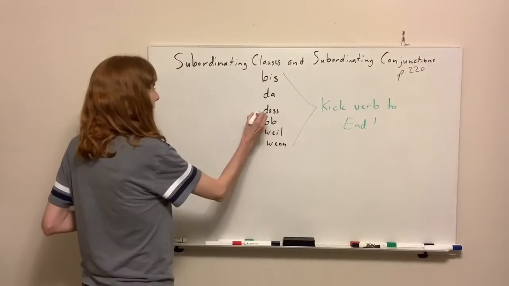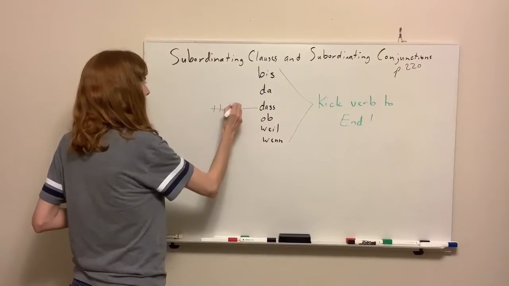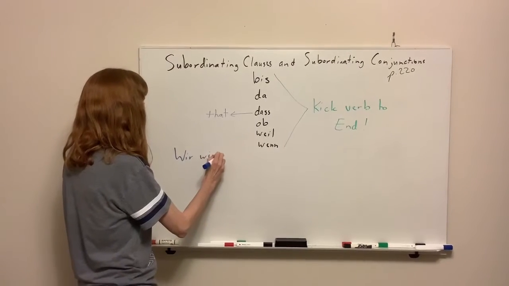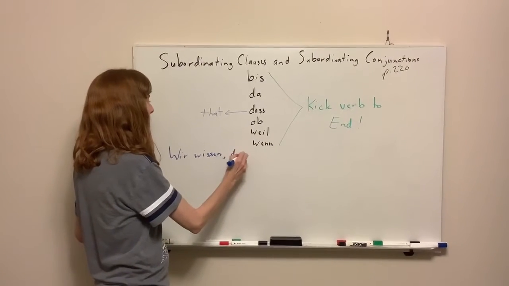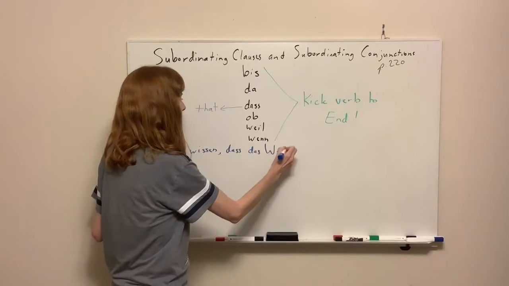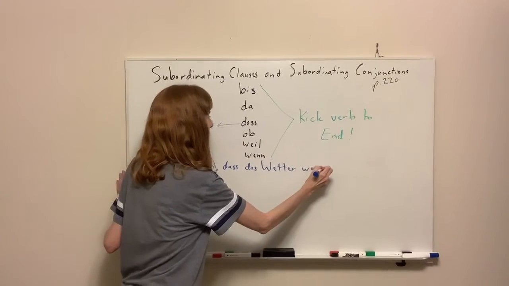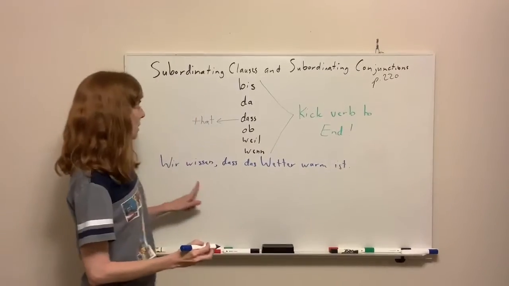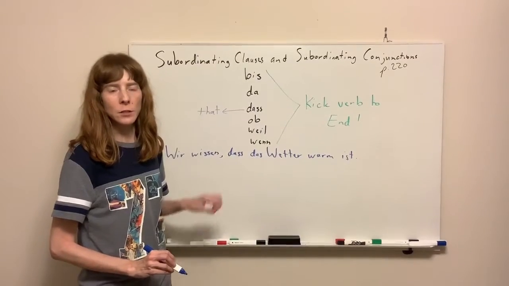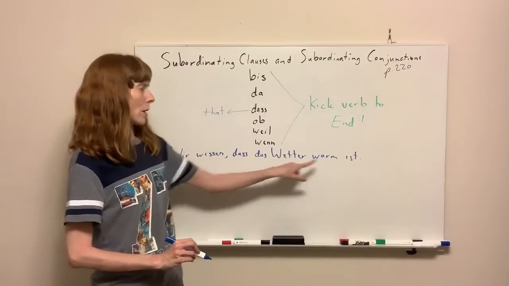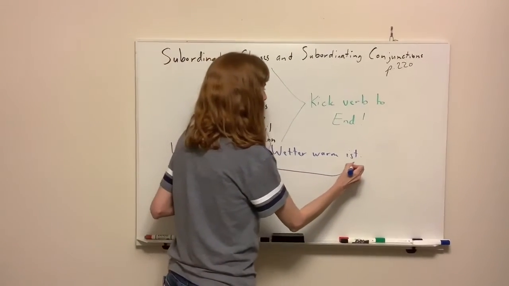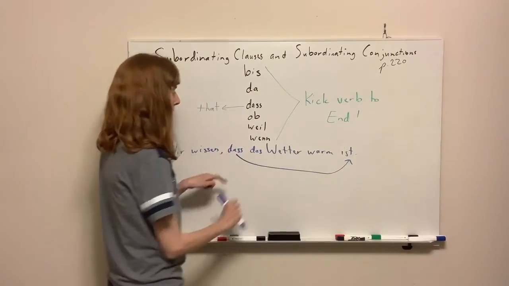I'm going to start with the word dass. That one means that, as in: Wir wissen, dass das Wetter warm ist. We know that the weather is warm. It may help when you're learning these to think of Yoda, because Yoda kind of sounds like this: We know that the weather warm is. So this word dass kicks the verb after it all the way to the end.